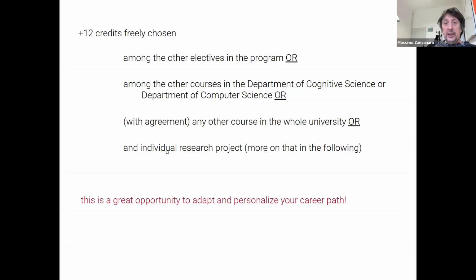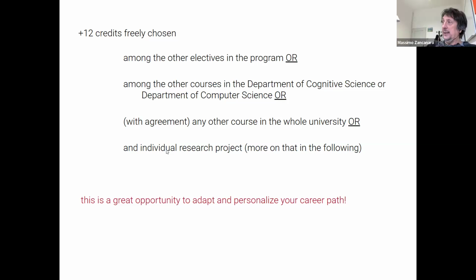Then, as in all the master courses in Italy, you will have 12 credits that are free for you to choose as you want. You know the motto: free as in free speech and not as in free beer. So it's not something to take lightly. But it's for you to define, to personalize your learning paths.